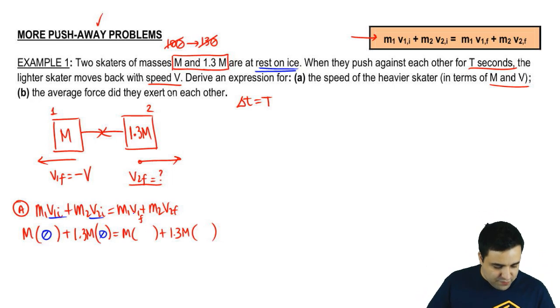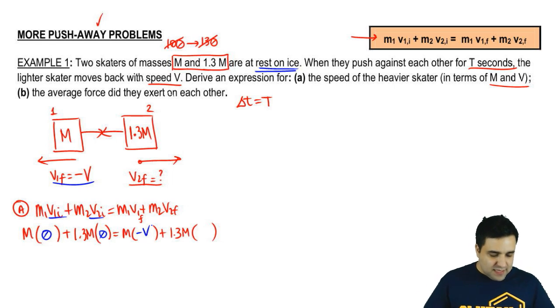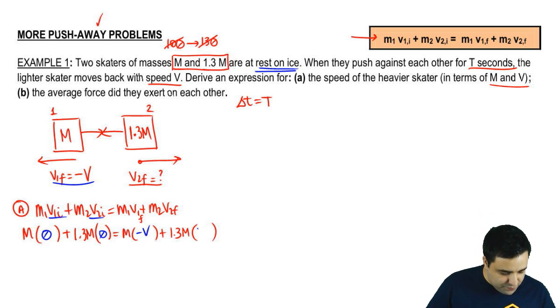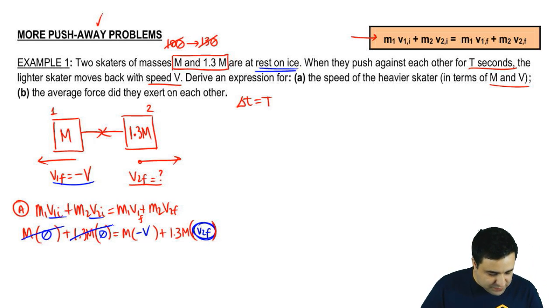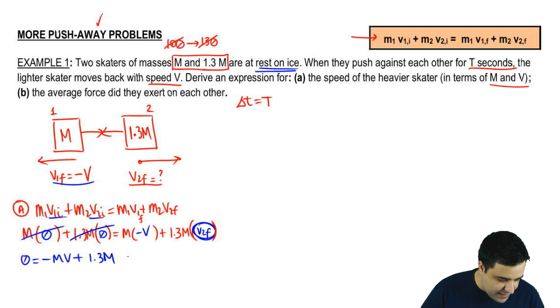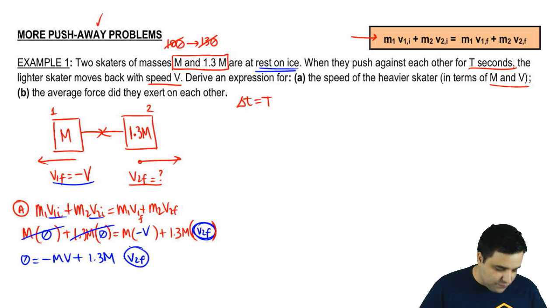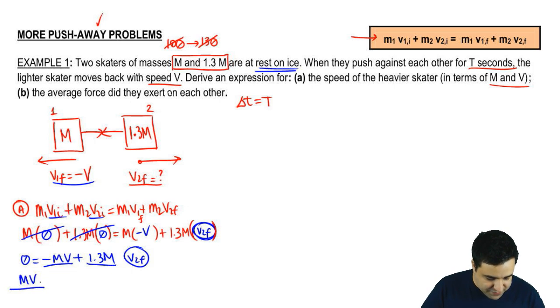The final velocity, however, of the first one is right here. It goes to the left with negative v. And the second one, we don't know, so I'm going to put v2 final, and that's actually what we want to know. We want to calculate that, or derive an expression for it. Okay, this whole thing here becomes 0. And now we're going to move everything out of the way so that v2 final is by itself. It means that this goes to the other side as a positive, and this goes to the other side dividing.